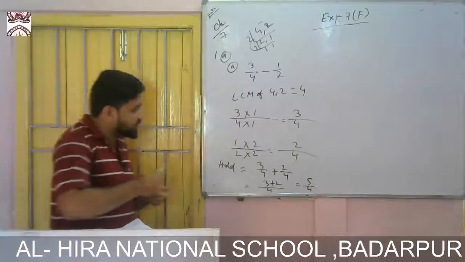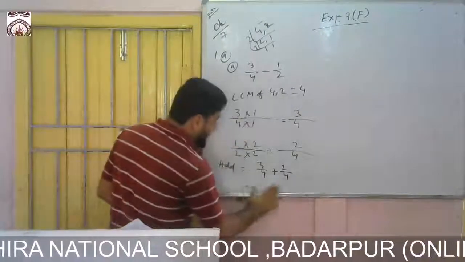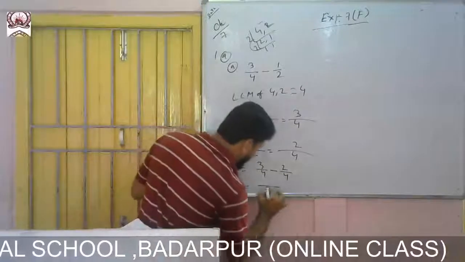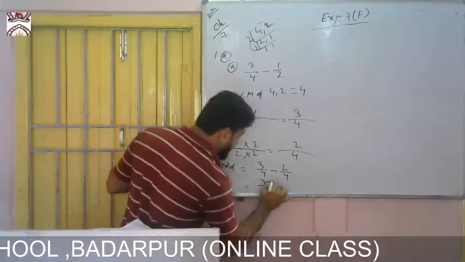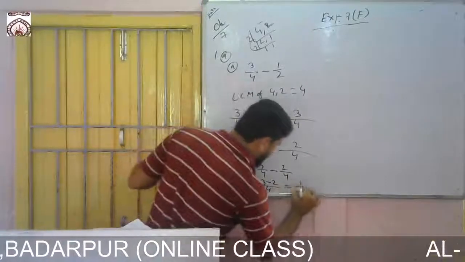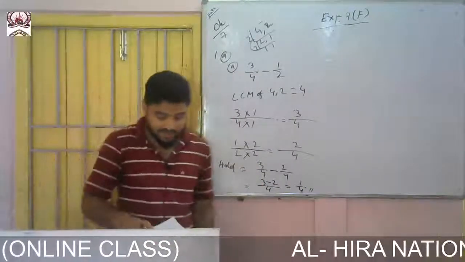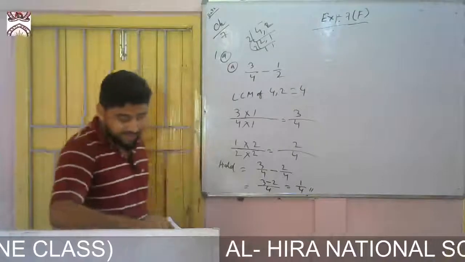Sorry, here we need to subtract. So here minus. It will be over 4. So 3 minus 2 is 1 by 4. That is the answer. Here minus, I had already done plus.